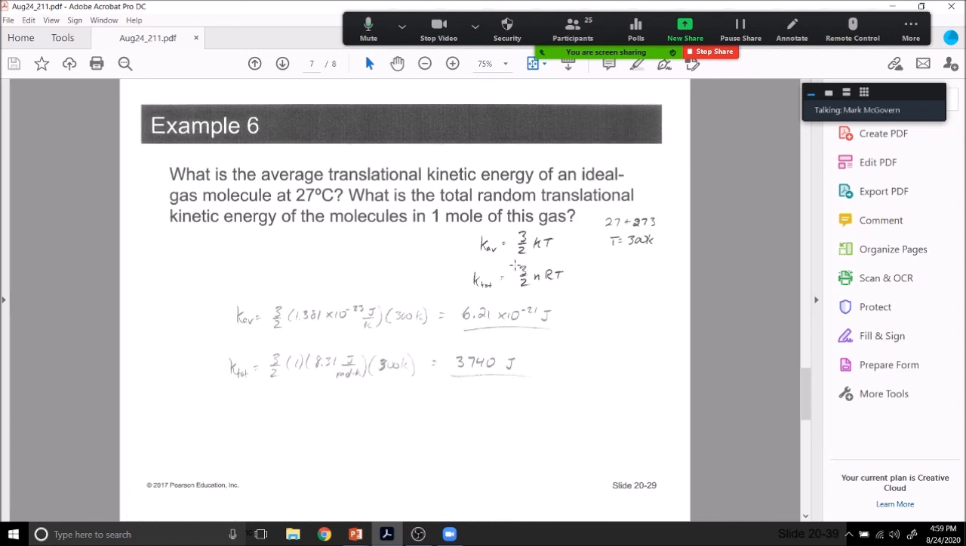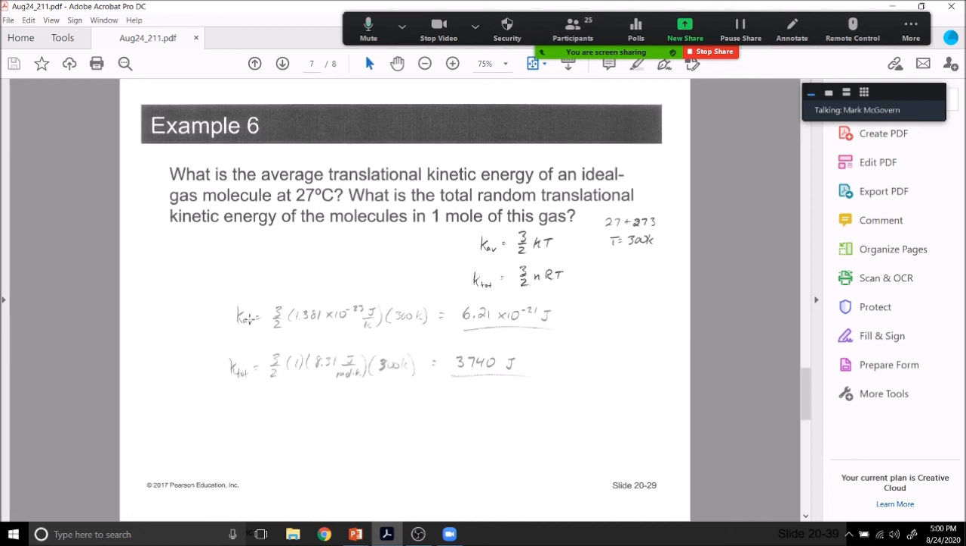The average kinetic energy, 3/2 kT. The total amount of kinetic energy, 3/2 nRT. So these are very different expressions. One contains the amount of substance. The other one does not contain an amount of substance. That's the big difference between them.